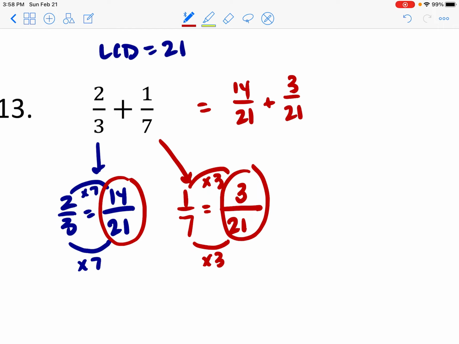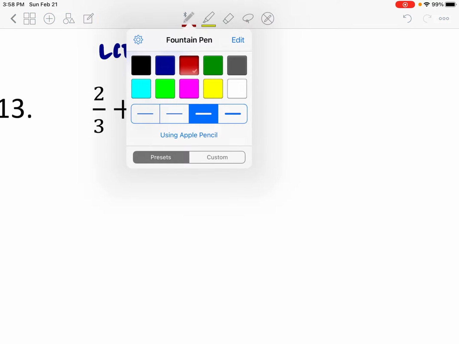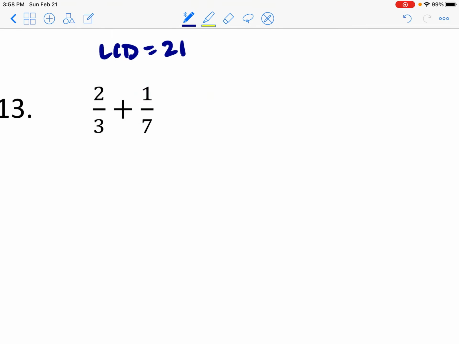Now that's a lot of side work, and it's totally okay to do all that side work, but I just want to show you another route here for organizational purposes. If your common denominator is 21, you can see to get from 3 here to 21, I'd have to multiply by 7. So let's take this first fraction and multiply it by 7 over 7, which gives me 14 over 21.